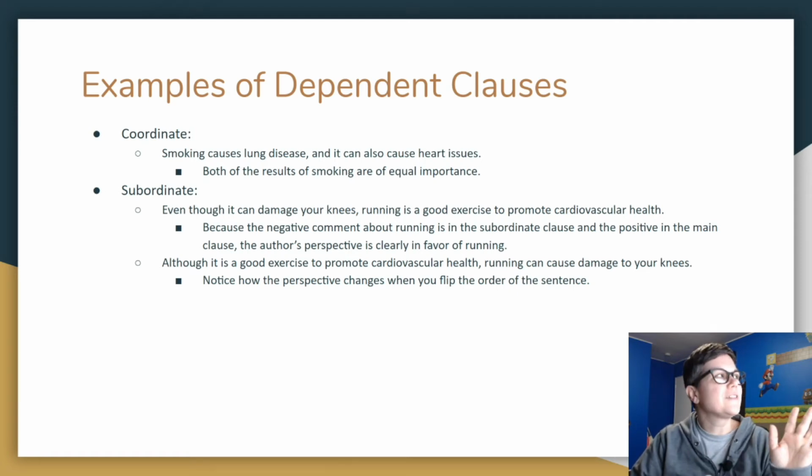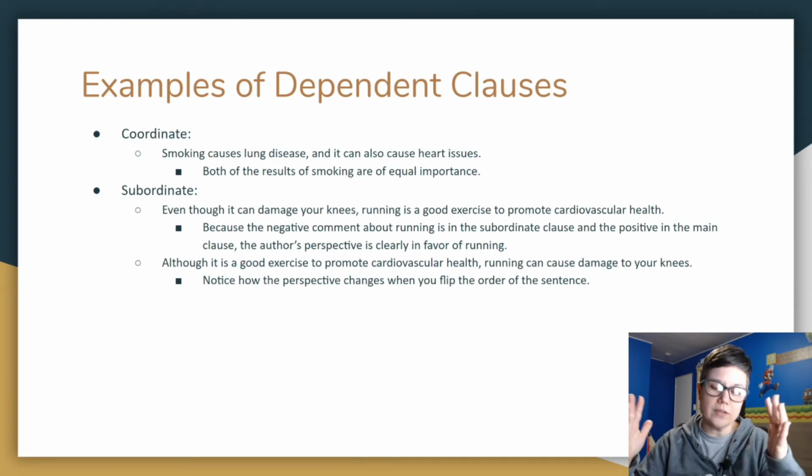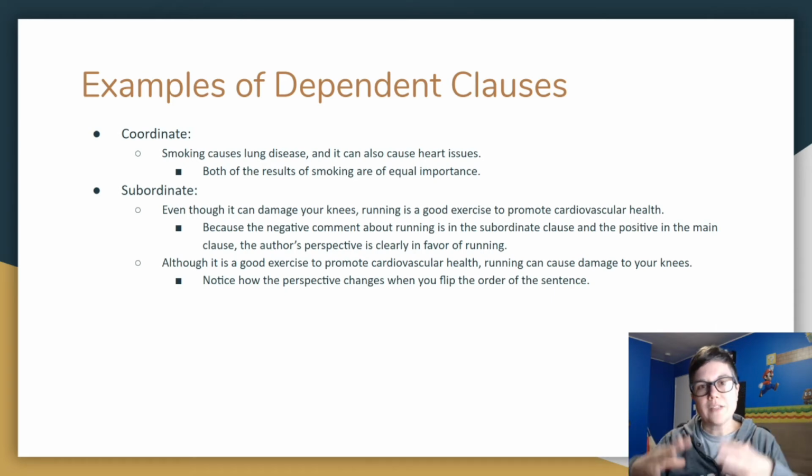So if you look at the first sentence, smoking causes lung disease and it can also cause heart disease. So these two ideas are both of equal importance. They're both negative aspects of smoking. So I know that if this were the thesis statement of a paper or a topic sentence of a paragraph, that entire paper or that entire paragraph is going to be about the negative aspects of smoking.